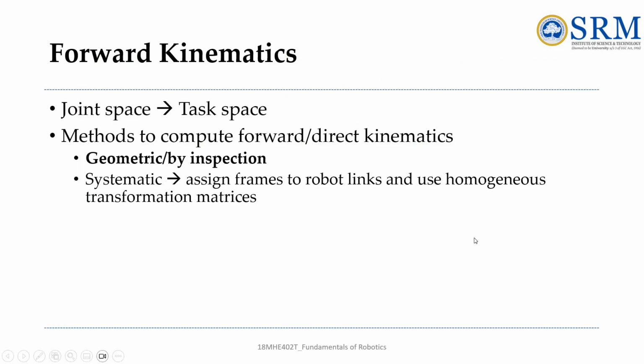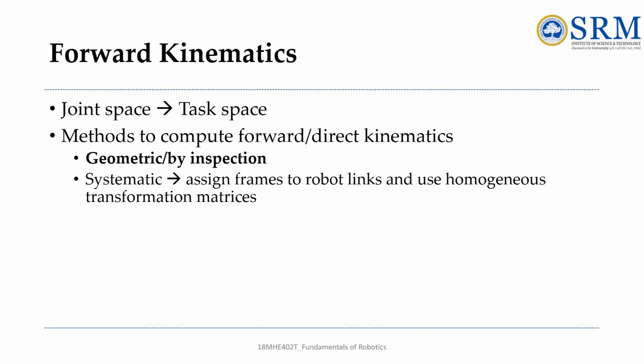So first, before going to that, what is forward kinematics? We know that joint space coordinates are given, are known, and we have to find the task space variables, that is, the Cartesian coordinates need to be found. As I said earlier, there are two methods for computing this forward or direct kinematics. One is the geometric method and the other one is the systematic approach. In the geometric approach, by inspection we will be finding the task space coordinates.